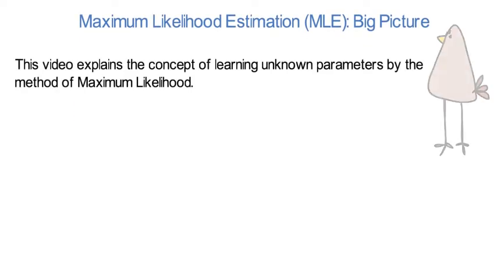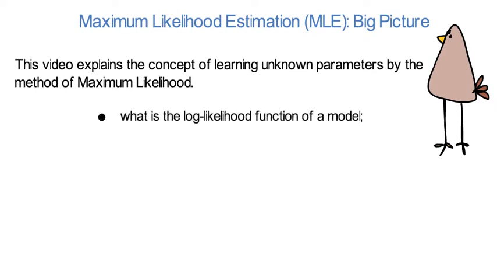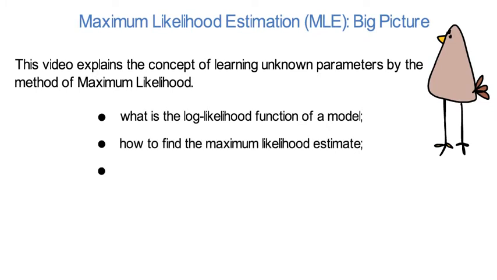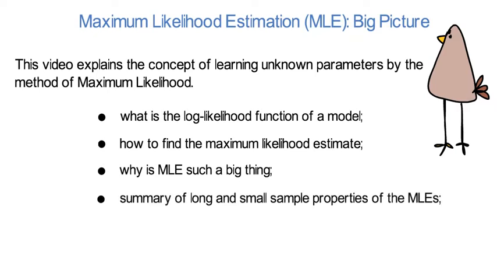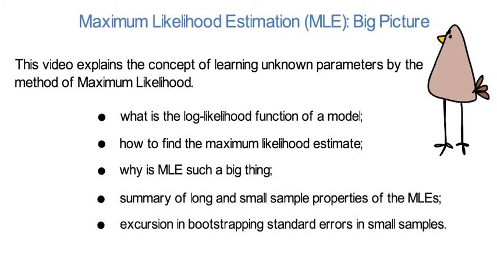This video takes a bird's eye view to explain the concept of learning unknown parameters by the method of maximum likelihood. We talk about what is the log likelihood function of a model, how to find the maximum likelihood estimate, and why at all MLE is such a big thing. I finish the video with a quick summary of long and small sample properties of the MLE estimates and a quick excursion into bootstrapping standard errors in small samples.